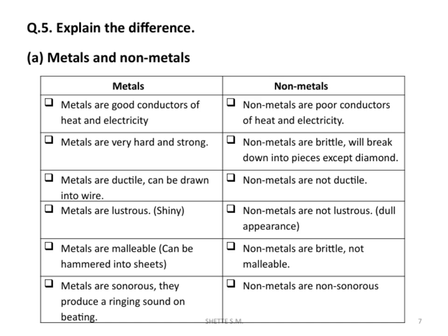Now let's talk about appearance. Metals are lustrous, which means they have a shiny surface that reflects light. This shiny quality is what gives metals their distinctive look. Non-metals, on the other hand, are dull and lack that shiny surface.